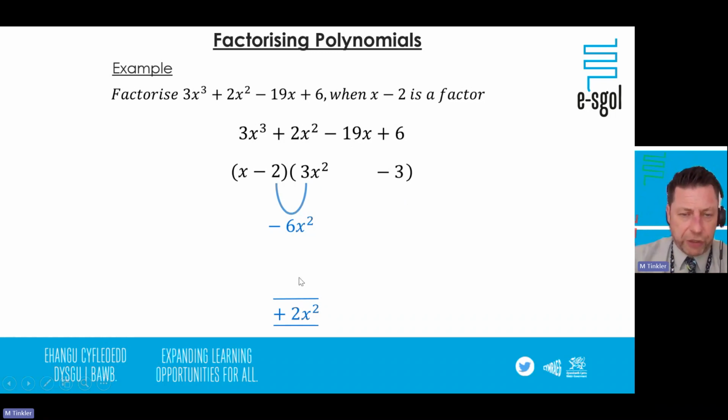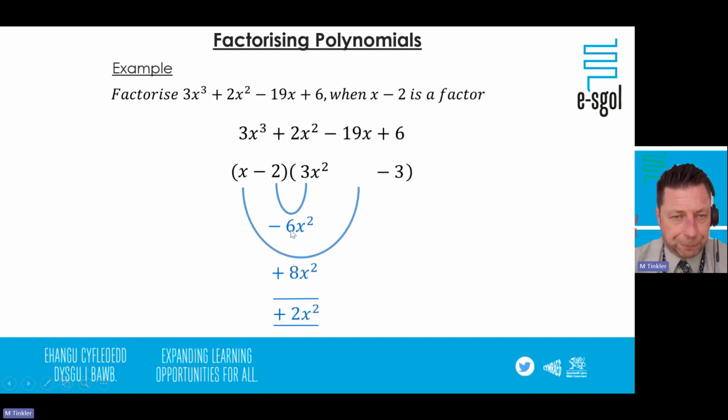So I'm on minus 6, and I'm going to get plus 2. That means I need a smile with 8x squared in it, because minus 6 plus 8x squared is 2x squared. X times what will give us 8x squared? Plus 8x. Just check that again. X times 8x is 8x squared. Minus 6x squared plus 8x squared gives us plus 2x squared.